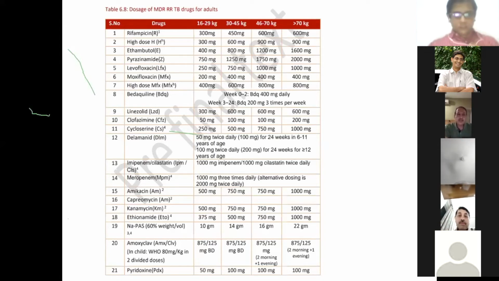Are you therefore having slides on the side effects now, or not? I think Piyush wants to add something.